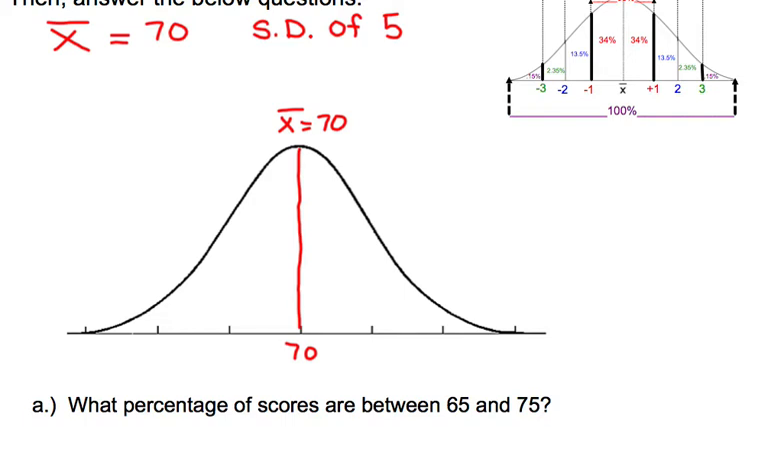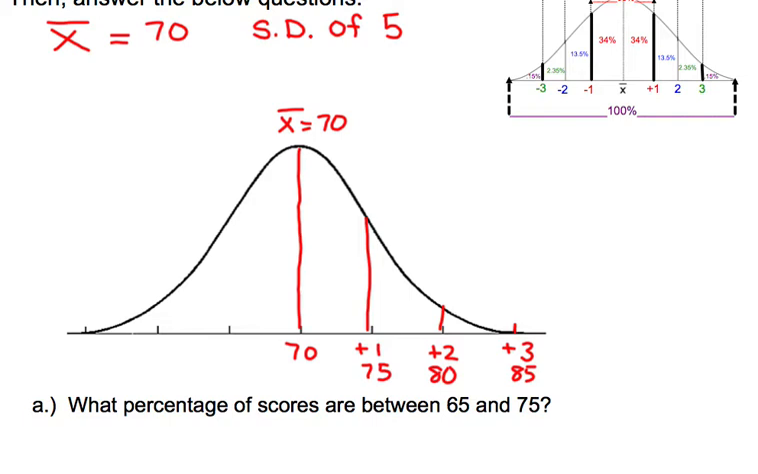So if we go to the right, 1 standard deviation, positive, we have to add 5 to that score. So that would be a score of 75. Drop the line. Next one, we go 2 standard deviations, we have to add another 5 to the score to give us 80. Last standard deviation is 3. And we're going to add 5 more to get a score of 85.